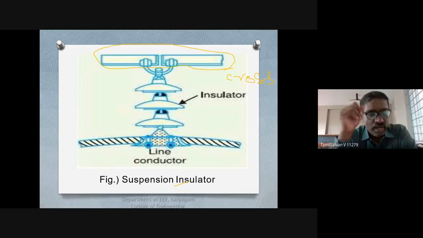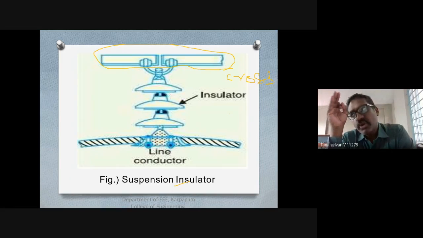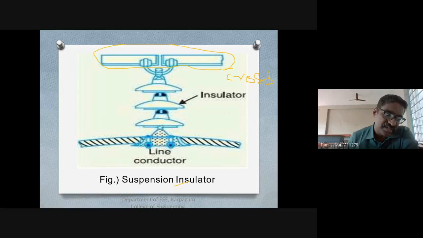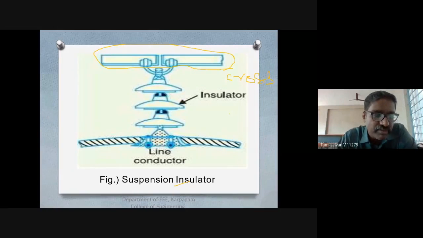Okay, so normally when your voltage is higher, we prefer to go for suspension type of insulators because they are cheaper for voltages above 33 kilovolt.